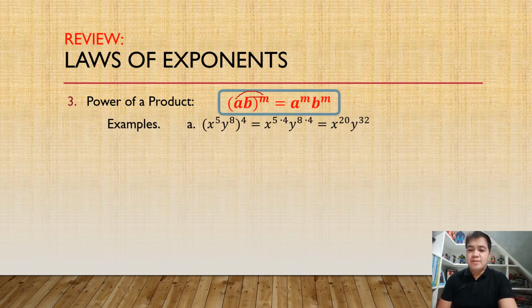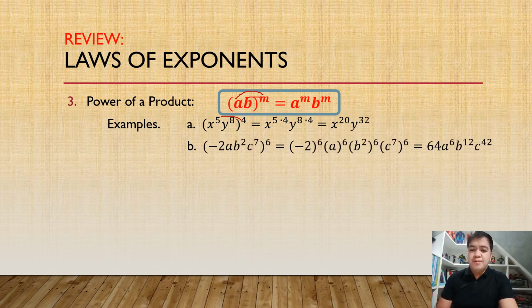Okay, for example, if we have x to the 5th, y to the 8 raised to the 4th. So, yung 4 ay multiply sa 5, yung 4 ay multiply sa 8. So, i-multiply lang or di-distribute lang yung exponent na 4. And 5 times 4 is 20, and then 8 times 4 is 32. So, the answer is x to the 20th, y to the 32nd.